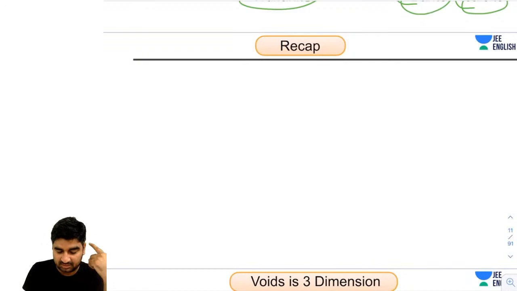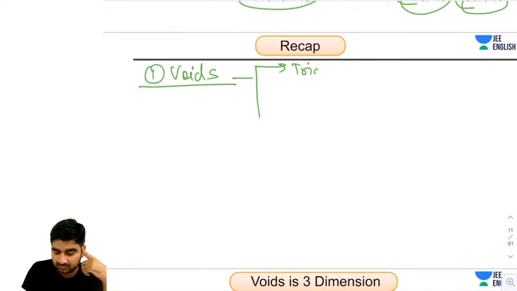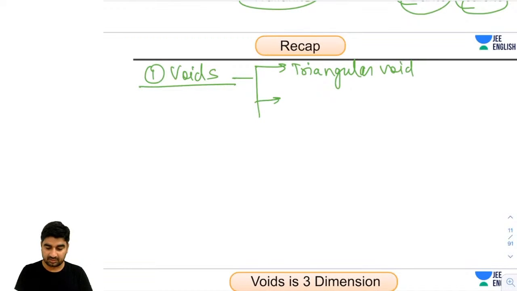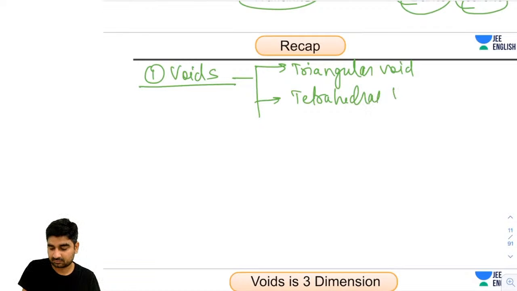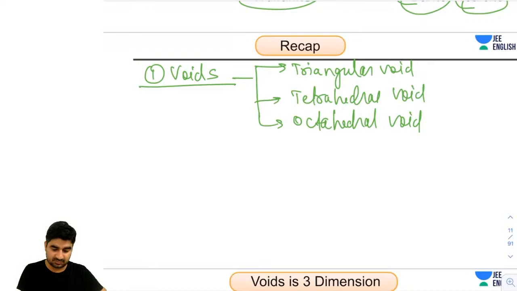In the previous class I told you about the voids. So we have four types of void: triangular void, tetrahedral void, then we have octahedral void, and then the last one is cubical void, right?